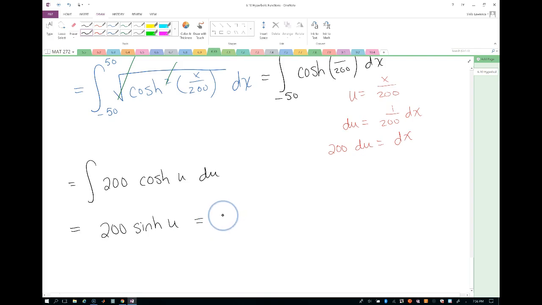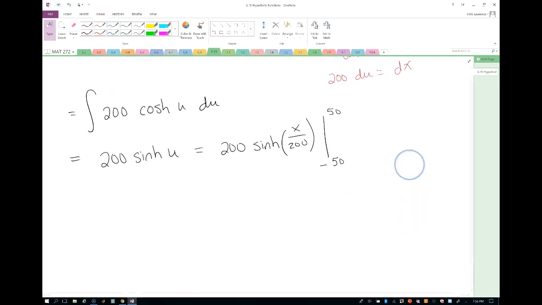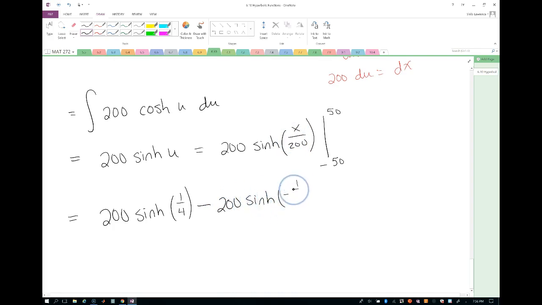And we're going to rewrite this back in terms of x so that we can evaluate. So remember, u was x over 200. So we'll plug the 50 in first. 50 divided by 200 is just a quarter. So we've got 200 hyperbolic sine of 1/4 minus, we plug negative 50 in, we get negative 1/4. So 200 hyperbolic sine of negative 1/4. Now if you want to look at those identities, we could probably simplify this down even further.